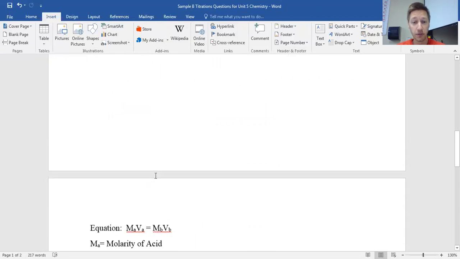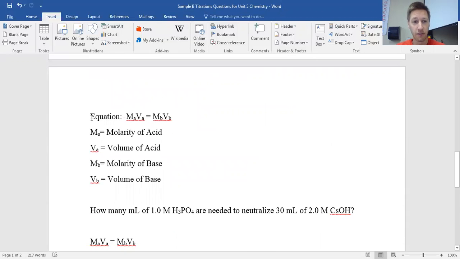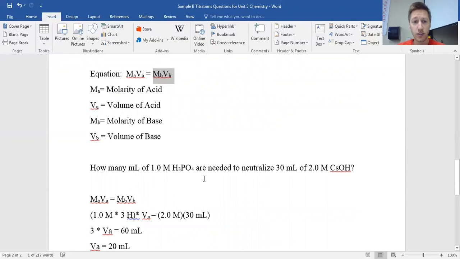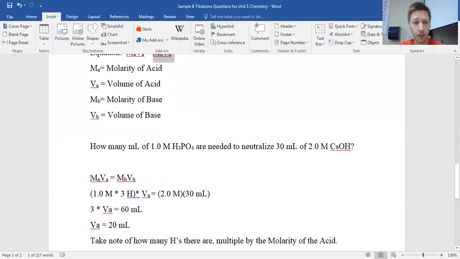The fast way to do it is to use this fancy equation. Molarity of the acid times volume of the acid equals molarity of the base times the volume of the base. You'll see this is really just moles anyway, because molarity times volume is moles. So we're saying how many moles of the acid do we need to equal how many moles of the base we have. So again, our original question, how many milliliters do we need? We can just use this equation here.